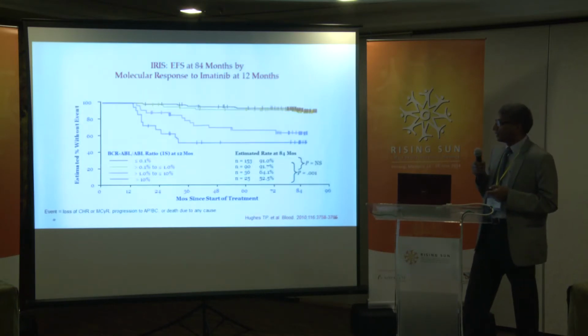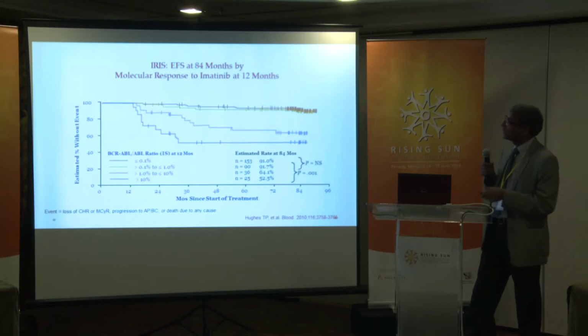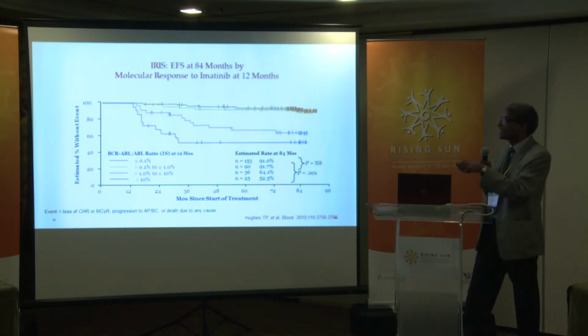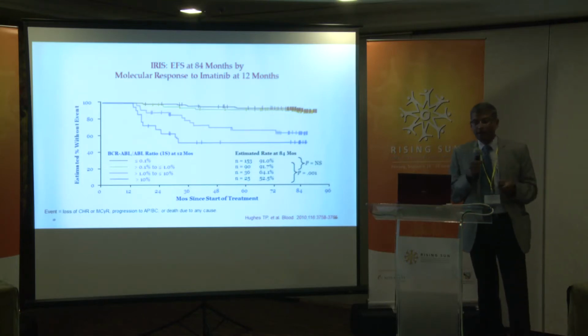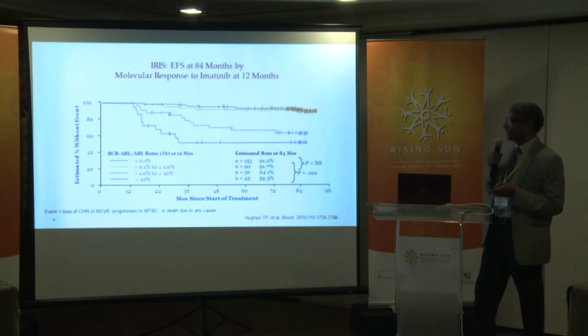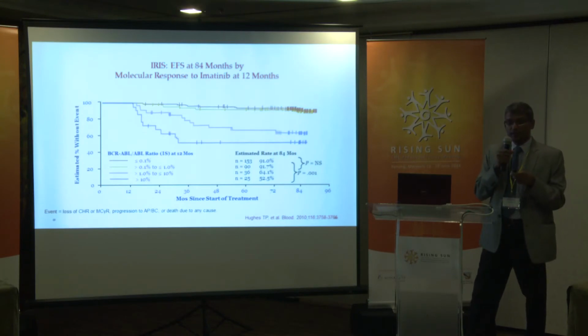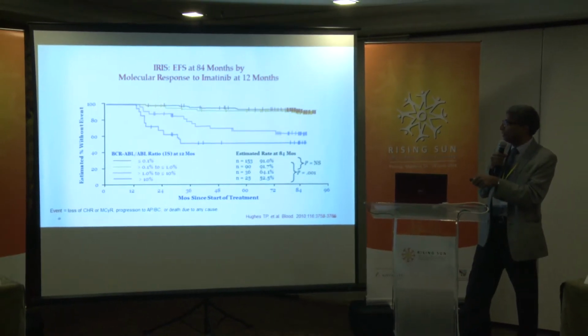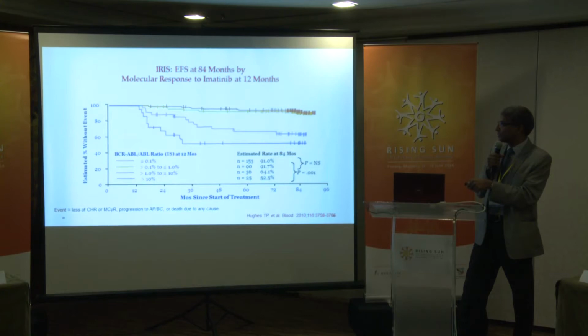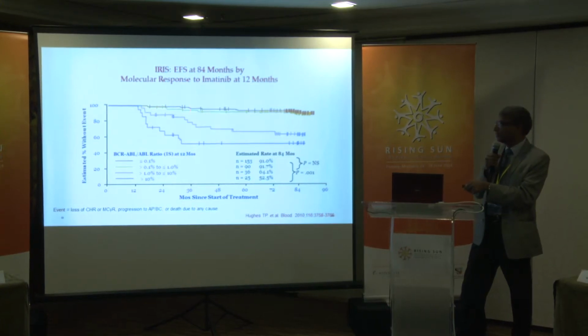Similarly, Tim Hughes from Adelaide showed for the first time that achievement of a molecular response within a certain time frame, that is at 12 months, distinctly segregated patients who would do well if they achieved that response at that time point as against those who did not. So if you looked at 12 months, those patients who achieved a molecular response at 12 months distinctly fared better than those who did not.